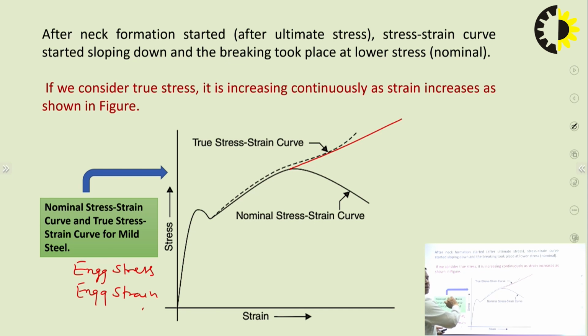So what is written over here? The nominal stress strain curve will slope down beyond point U, but the true stress strain curve is increasing because the cross section is reducing very fast. That's what necking is. I hope this point is clear.